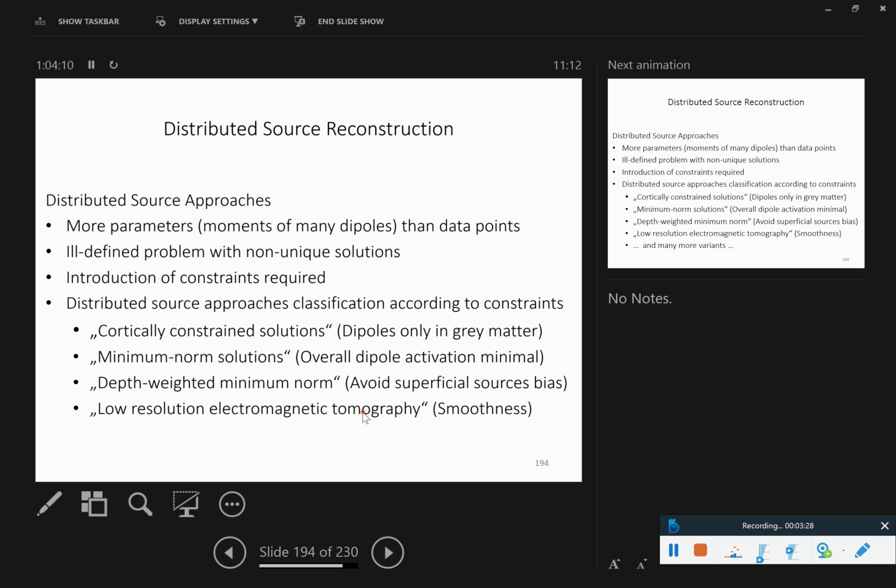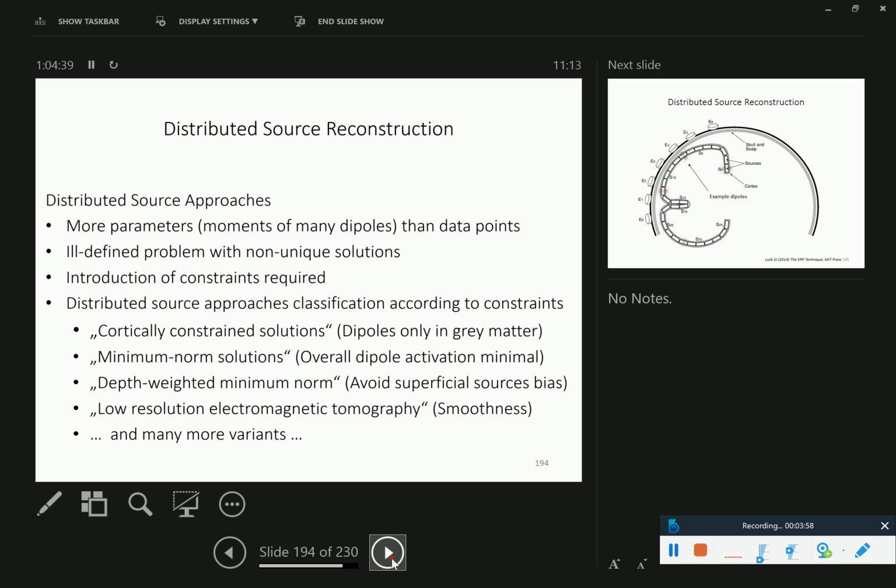And this leads to what is known as low resolution electromagnetic tomography, or LORETA. All these have many names, and people usually say, I'm doing LORETA on my EEG. They don't say, I do a distributed source reconstruction in which I put in the constraint that the activity is smooth, but they say, let's do LORETA. And there are really many variants, and they have all funny names, like MUSIC, E-MUSIC, RAP-MUSIC, I think, because they are usually these acronyms.